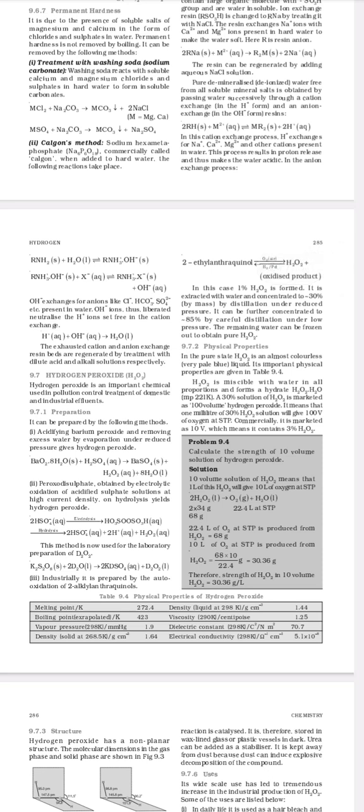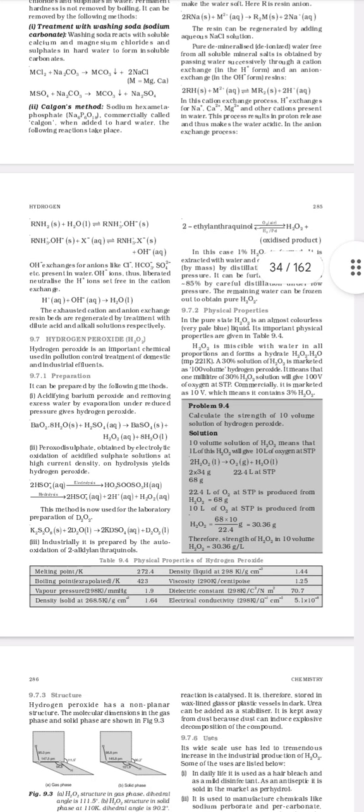Next is hydrogen peroxide, H2O2. Hydrogen peroxide is an important chemical used in pollution control treatment of domestic and industrial effluents. Preparation. It can be prepared by the following methods. First, acidifying barium peroxide and removing excess water by evaporation under reduced pressure gives hydrogen peroxide. This is the reaction involved in the preparation of hydrogen peroxide.